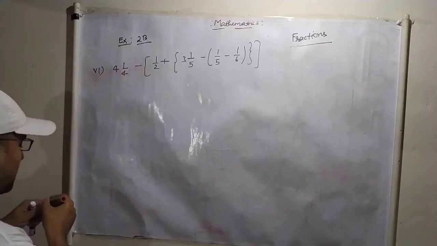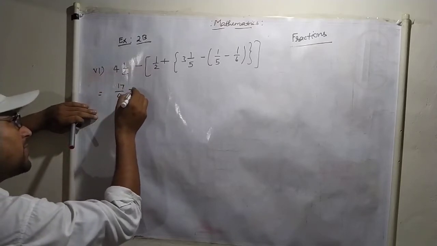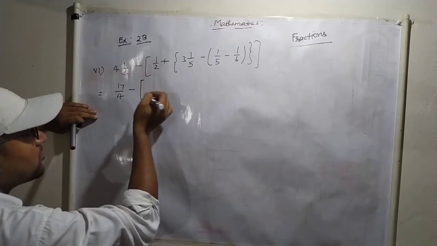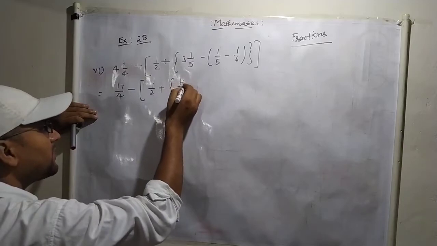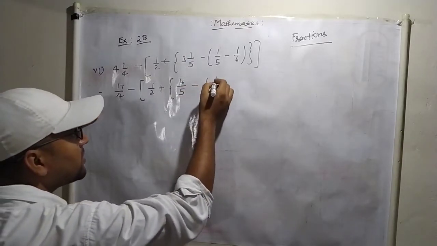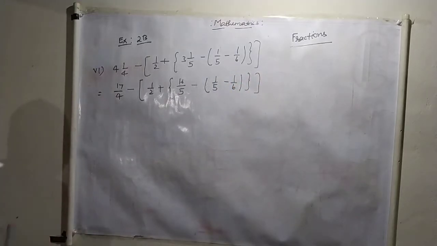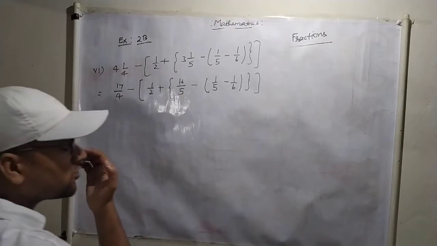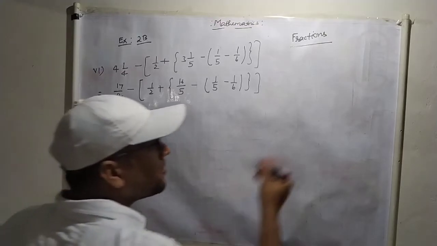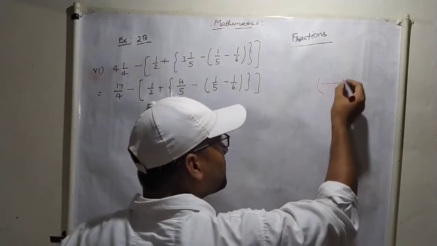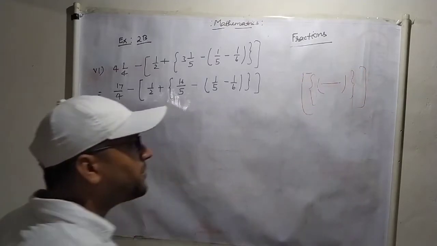4 4s are 16, 1 is 17 by 4. 17 by 4 minus square bracket, 1 by 2 plus curly bracket, 3 5s are 15, 1 is 16 by 5 minus small bracket, 1 by 5 minus 1 by 6. Close these brackets. So you know that, students, according to BODMAS, first we solve the brackets. The bar bracket is not given here. Then the small bracket, then the curly bracket, and then the square bracket, which is called the big bracket.